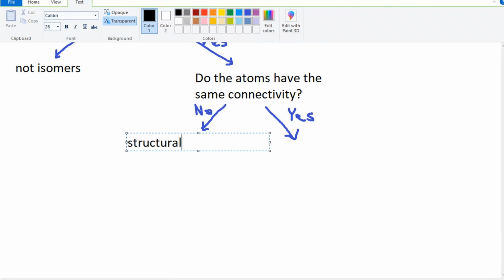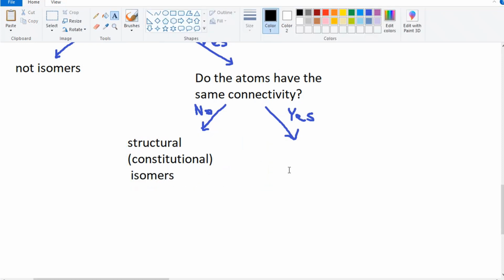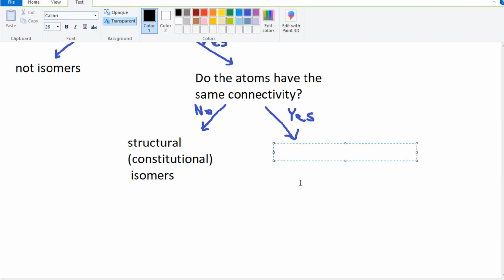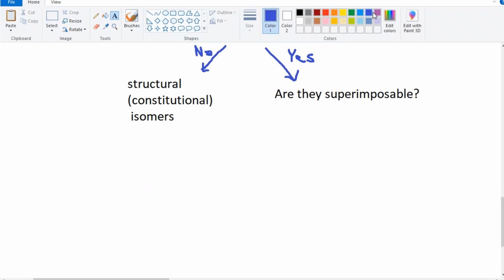Structural isomers. So if I said yes, then you have to ask yourself another question. What is that question? They have the same connectivity. The question is, are they superimposable? Are the two molecules superimposable with each other? So then, if the answer is yes, that means they're not isomers at all. They're the same compound.